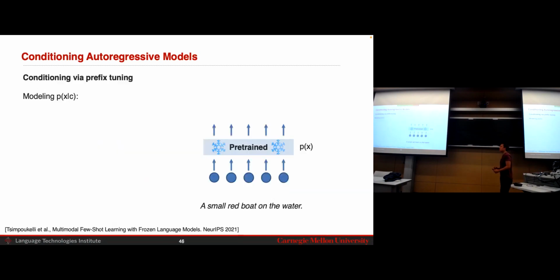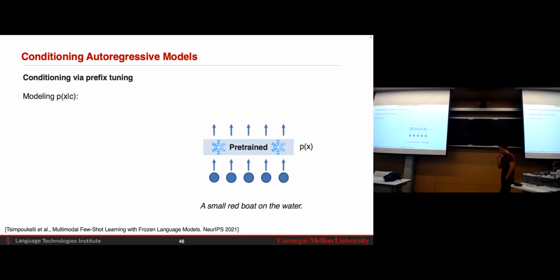So I'm going to cover three general ways of conditioning these language models, or in general, these autoregressive models, but using language as a core example of these pre-trained autoregressive models. The first one is prefix tuning. So let's say I have a pre-trained language model, P of X.